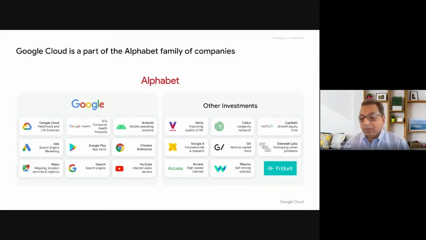We recently got Fitbit, so we are trying to get into digitally monitoring patients. We are making sure that Verily, which is another group also looking into life sciences, is looking at how we really use the power of computing and apply that to healthcare. So these are some of our recent investments. I think this list has gone beyond what I'm showing here, but Alphabet and Google are committed to healthcare.